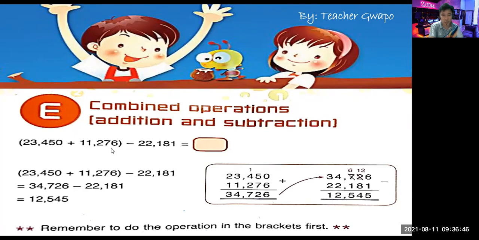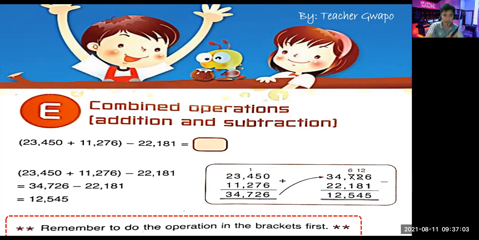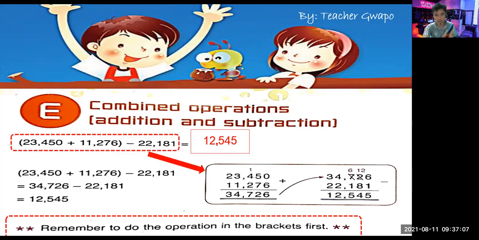So 23,450 plus 11,276. If we are done doing this equation, we can proceed to the next one, which is 22,181. Okay, so that's it. Remember to do the operations inside the bracket first. And here, last time we solved that.